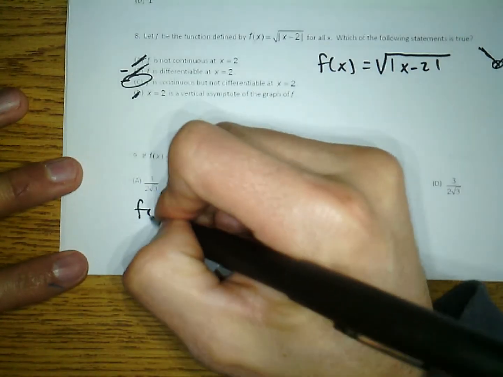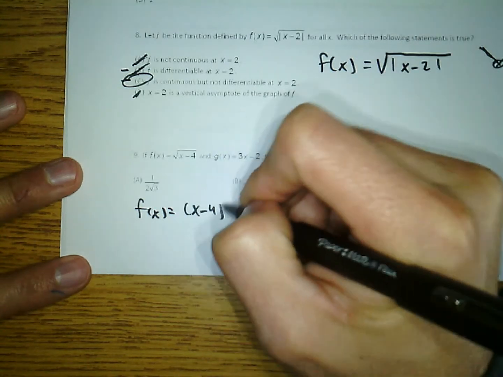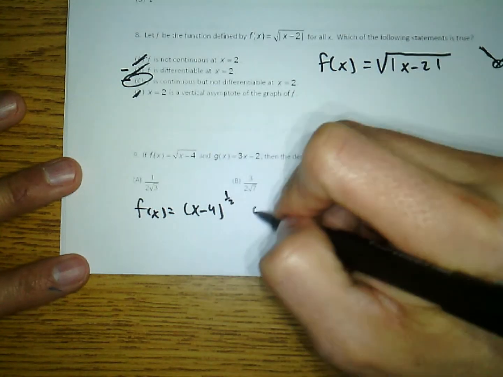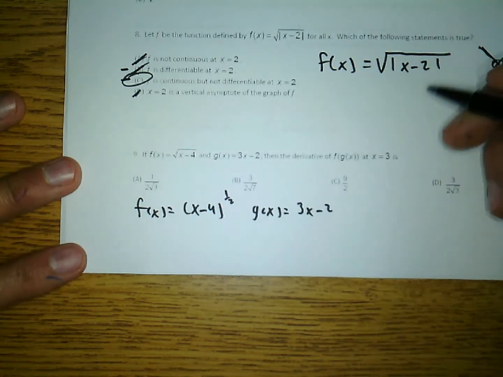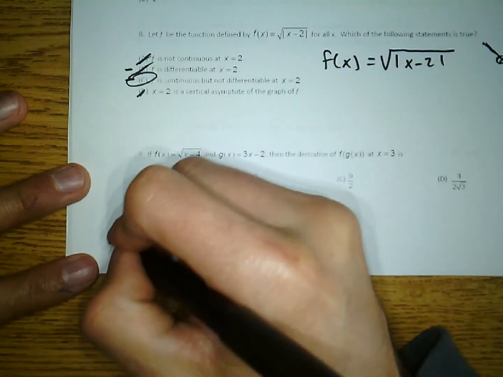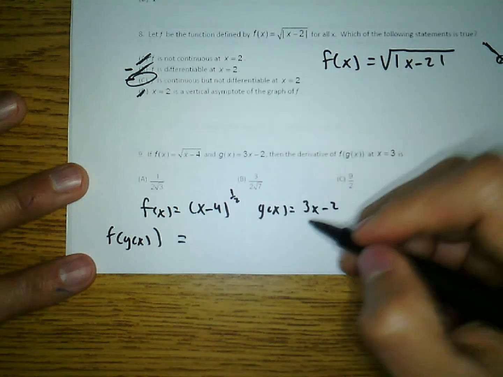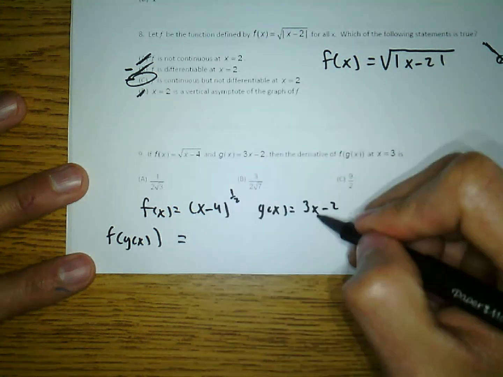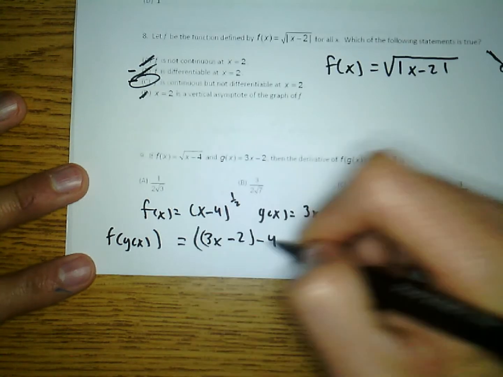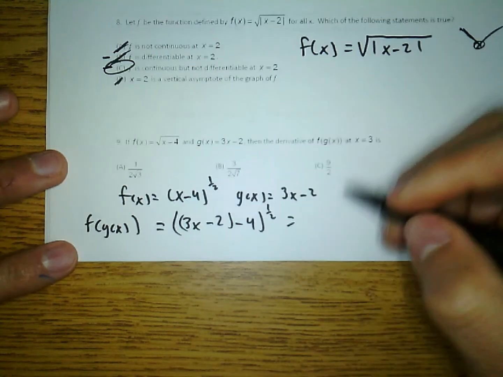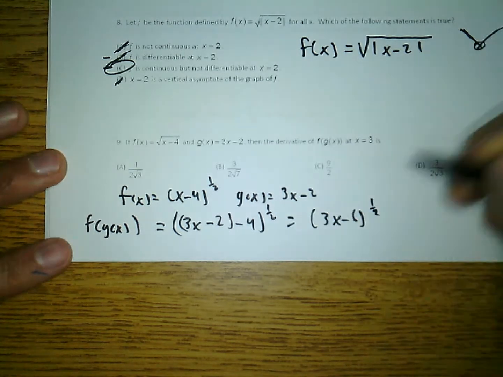Question number 9. You've got f of x is equal to square root of x minus 4, so that's going to be x minus 4 to the power of 1/2. And then you've got g of x is equal to 3x minus 2. They want you to find f of g of x. So f of g of x is going to be, let's think this through, for x I'm going to put 3x minus 2 in there, minus 4, to the power of 1/2. So that's going to be 3x minus 6 to the power of 1/2.